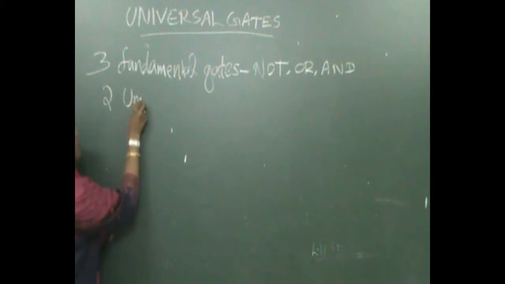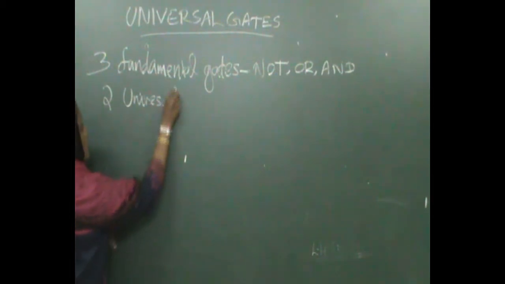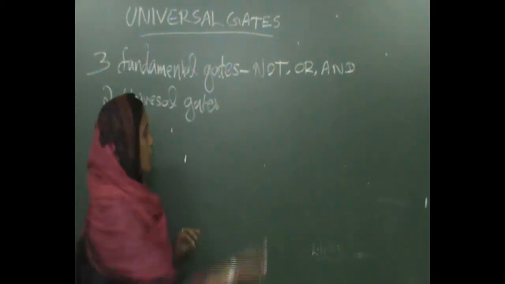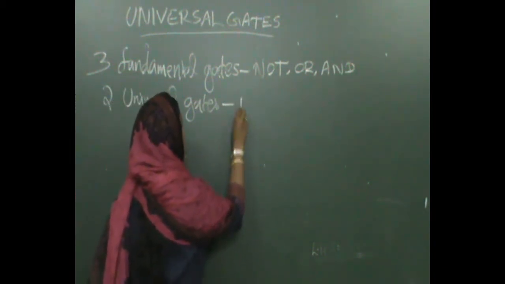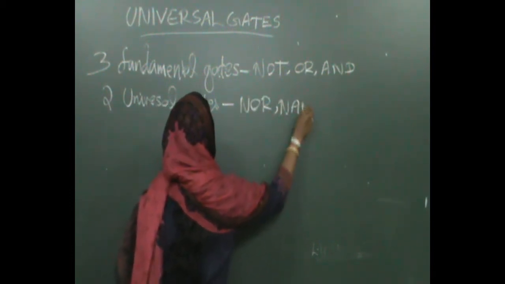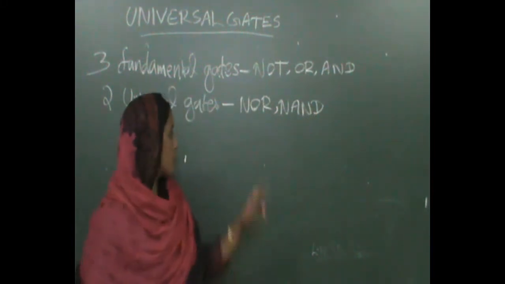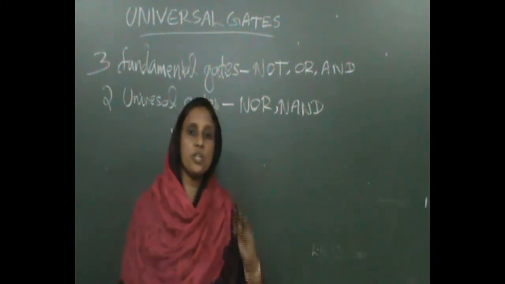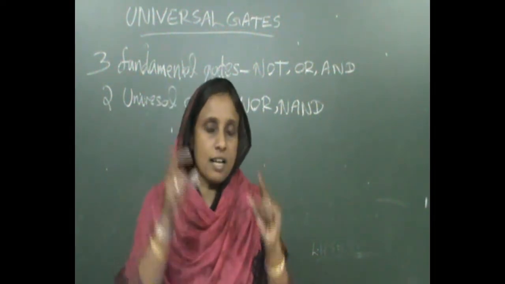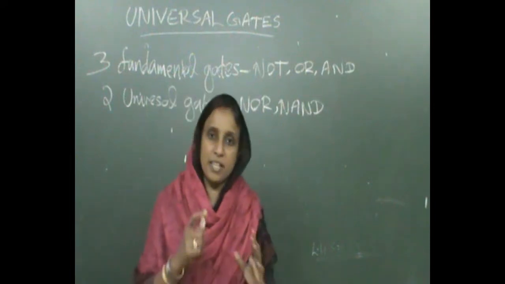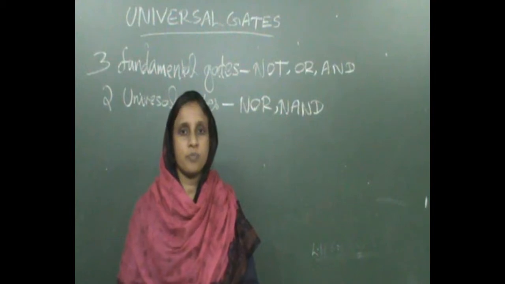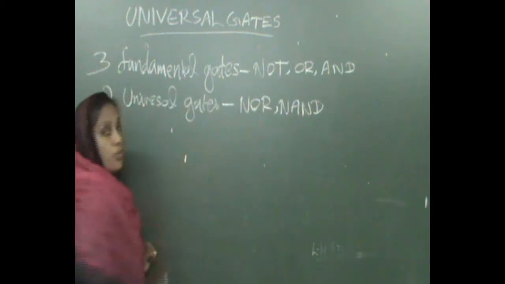Two universal gates: NOR and NAND. These two gates are called universal gates because we can construct any fundamental gate using these universal gates. Okay? These gates are called universal.